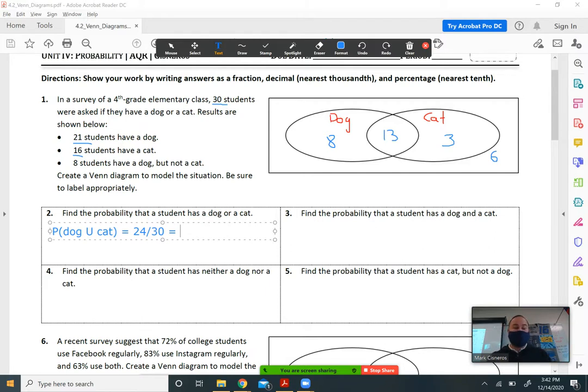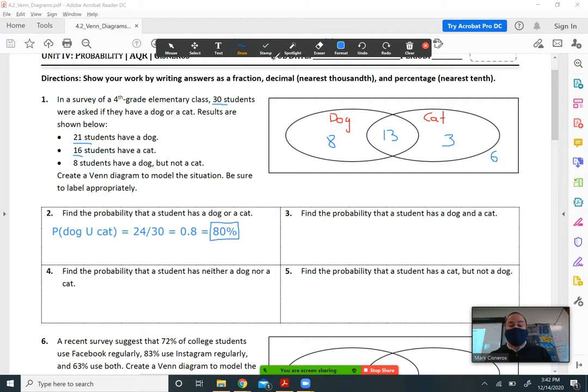So what did you get for the decimal? 0.8, which is 80%. Yeah. And especially if you guys are doing this in your journal at home, box in your final answer. It makes it a lot easier to grade your stuff.